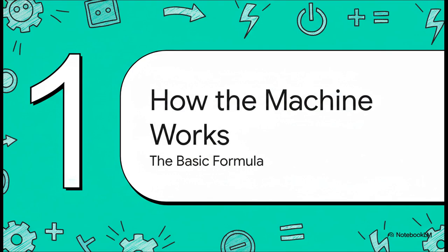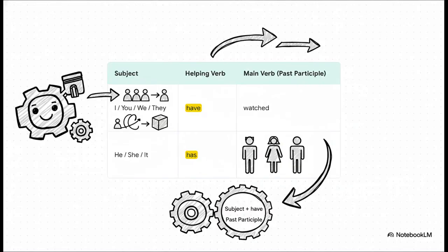Okay, first things first, how do we even turn this thing on? Well, just like any cool gadget, the present perfect has some basic controls. But the good news is the formula is actually really simple. So here it is. The structure is always your subject, plus a little helping verb that's going to be have or has, and then the main verb in what we call its past participle form. Super easy to remember. Have goes with I, you, we, and they, and has is for he, she, and it. That's it. That's the core of the machine.